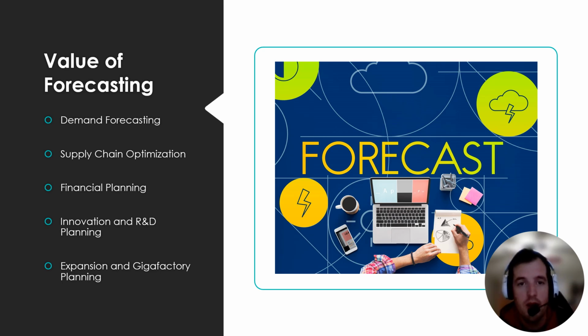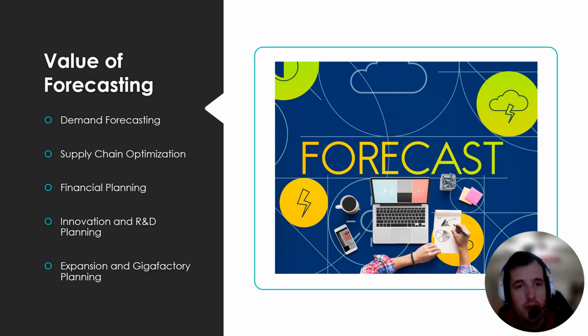expansion and gigafactory planning. Through demand forecasting, Tesla can predict future sales of its vehicles and energy products across various regions using historical data and market trends to align production schedules and inventory levels. This minimizes the risk of overproduction or underproduction. Supply chain optimization is another key benefit, as forecasting allows Tesla to anticipate the need for critical raw materials like lithium and nickel, reducing the likelihood of supply shortages or disruptions.